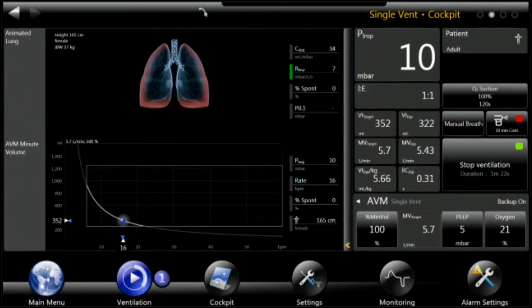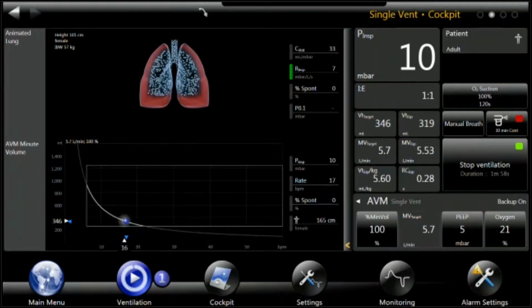So now I'm doing a blood gas analysis, and I see, okay, CO2 is a bit too high. What do I do? I increase the minute volume. And I do this by 30%, which means we don't have 5.7, now it's 7.4. Look at the graph. The curve has changed. And now also the minute volume has changed, and bellavista or AVM is already adapting.